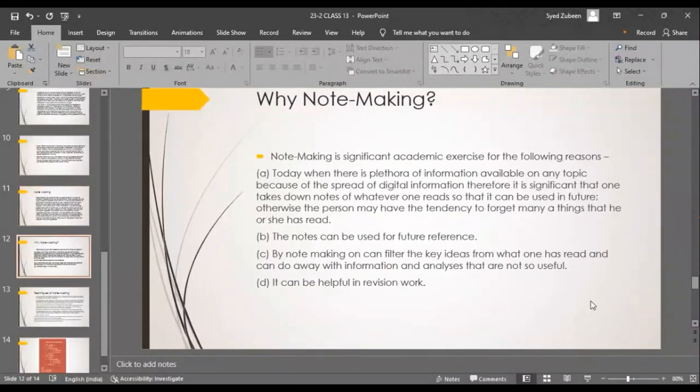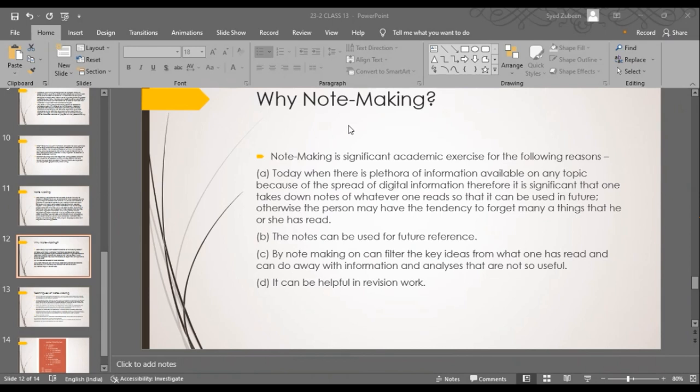So why do we need note making? We need note making because it's a significant academic exercise for the following reasons. Today, when there is a plethora of information available on any topic because of the spread of digital information, it is significant that one takes down notes of whatever one reads so that it can be used in future. Otherwise, the person may have the tendency to forget many things that he or she reads.